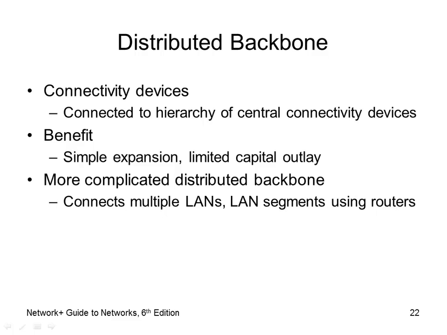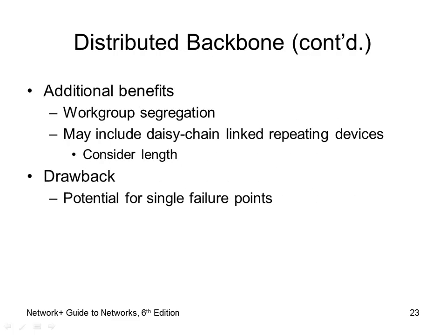A distributed backbone uses connectivity devices that are connected to some central device. The benefit is simple expansion and limited capital outlay. They can connect multiple LANs. Distributed backbones give you the advantage of work group segregation, and they may include daisy chain linked and repeated devices. But again, we've got to consider the length.